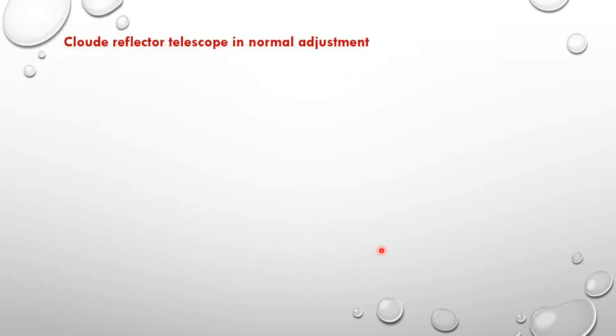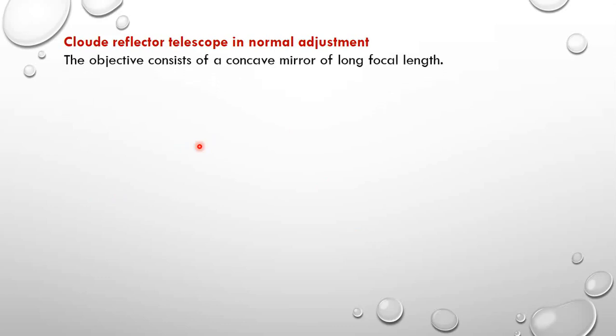Let's look at the Claude reflector telescope in normal adjustment. Here also this consists of a concave mirror of long focal length as the objective. Light from distant objects is first reflected by the concave mirror, then by a small convex mirror, and then onto a small slanting plane mirror, and then a final image is formed at a certain point I, which is situated exactly at the principal focus of the eyepiece, which thus forms a final image which is magnified, virtual, and at infinity.